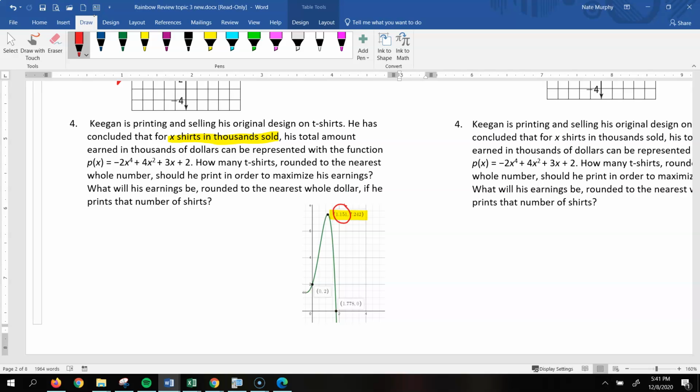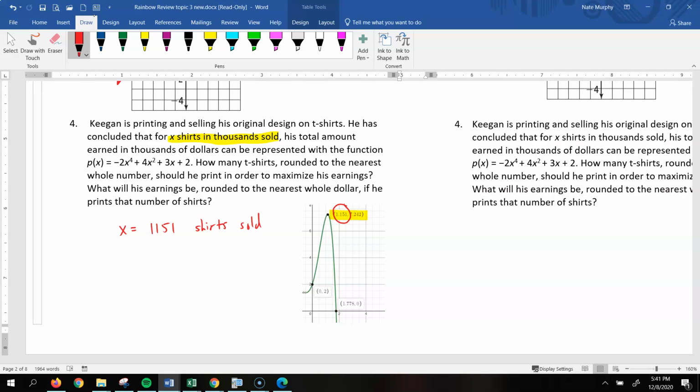Because to make this simpler, instead of having these huge numbers in our equation, they made these smaller. So then now our X values represent our number of t-shirts sold in thousands. So if I multiply 1.151 by 1,000, I actually get 1,151 as how many shirts I'd have to sell to maximize our profits. And then the dollar amount is also in thousands of dollars.